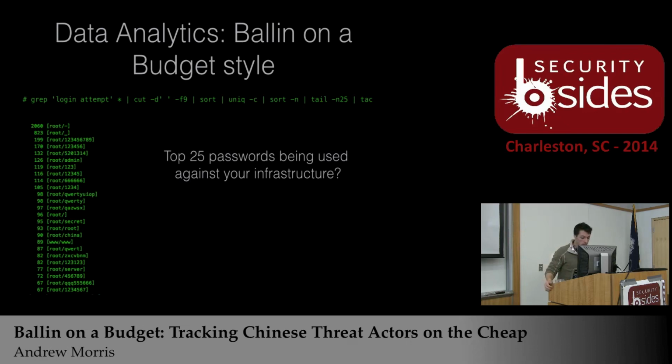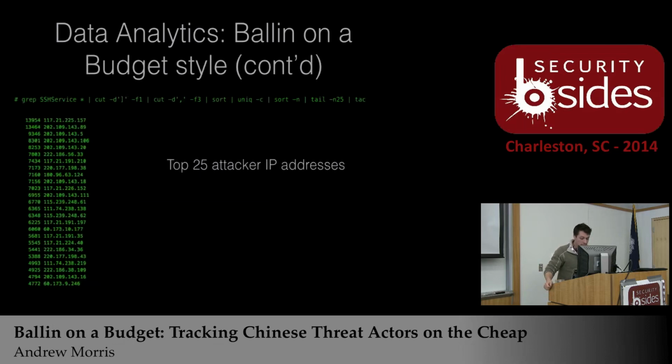The number one password that's used is just a dash. The number two password is just an underscore. And then after that, you're going to see 123456789, password, admin, stuff like that. This is the top 25 attacker IP addresses. So this kind of stuff is really useful.